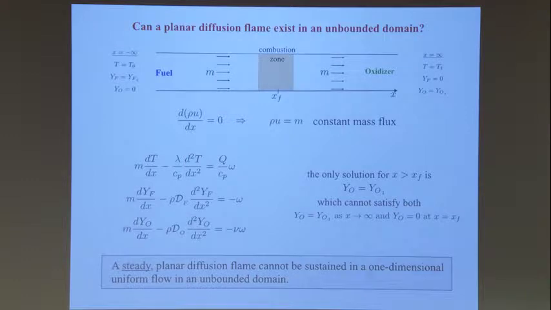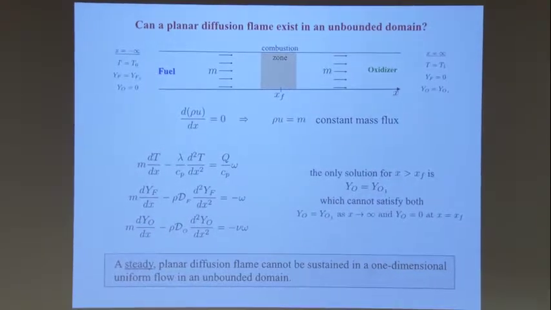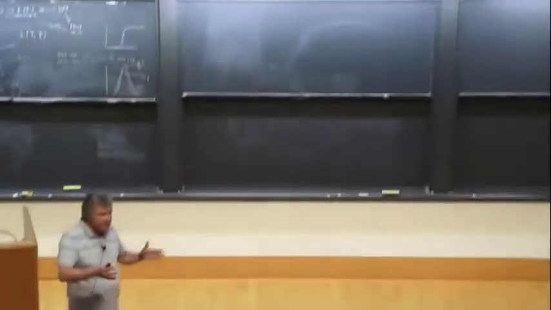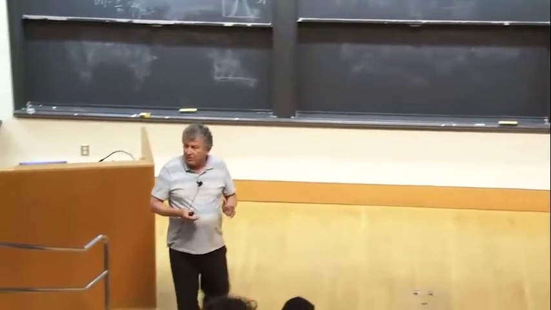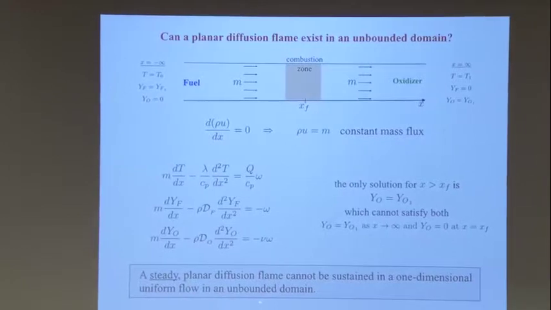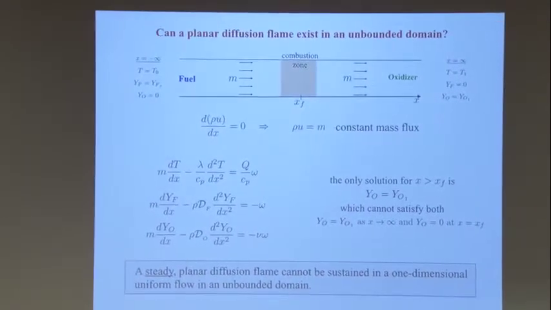it's not possible. So a steady, and I underlined here steady, because of course if the fuel and oxidizer were separated by some diaphragm and you suddenly remove it, they mix and can burn, and you can have a diffusion flame, but it will be constantly changing or growing in time. It's not going to be a steady flame. So a steady planar diffusion flame cannot be sustained in a one-dimensional flow in an unbounded domain.